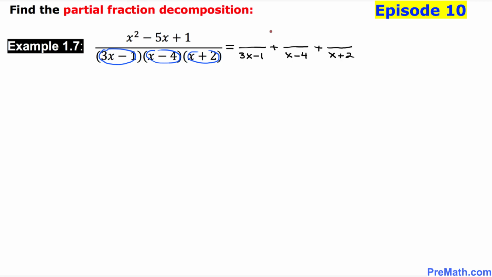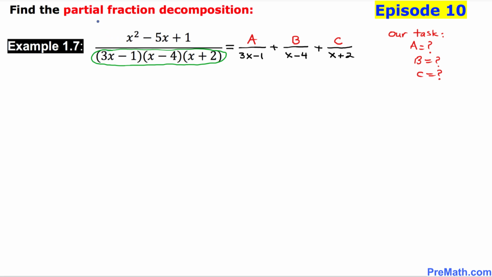Now let's focus on the numerator. For the first fraction is going to be constant A, for the second is going to be constant B, and the third fraction is going to be constant C. And now our task is to find the values of A, B, and C. So the very first thing that we are going to do is look at the denominator over here on this fraction. Whatever you see, I am going to multiply this with each and every term.